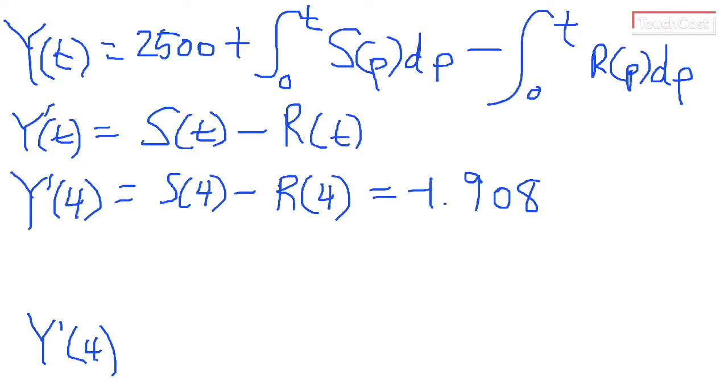And then think about the units. Y of t was the amount of sand on the beach measured in cubic yards. So the rate of change of y is going to be cubic yards per time unit, in this case cubic yards per hour. So y prime of 4 is negative 1.908, or negative 1.909 cubic yards per hour.